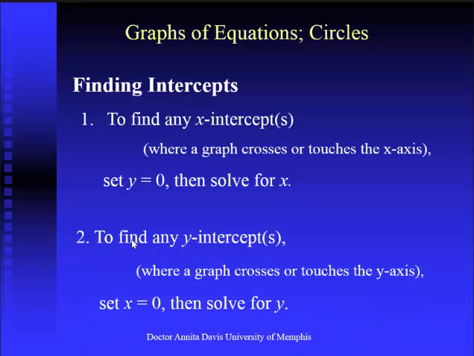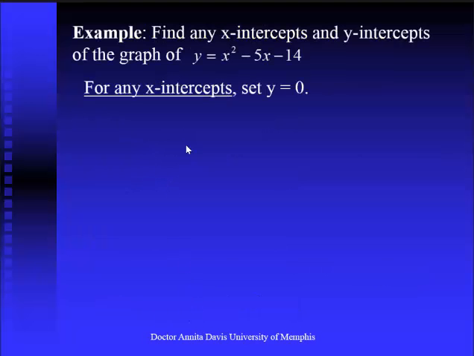Similarly, to find any y-intercepts, that is where a graph crosses or touches the y-axis, we set x equal to 0 in an equation and then solve for y. For example, if we want to find any x-intercepts and y-intercepts of the graph of y equals x squared minus 5x minus 14, then for any x-intercepts, we set y equal to 0.